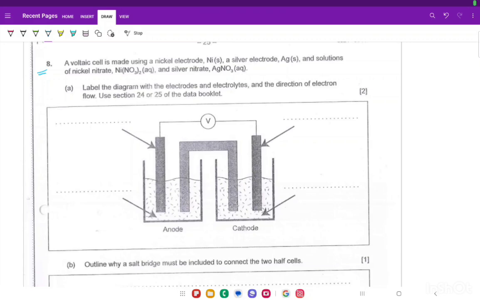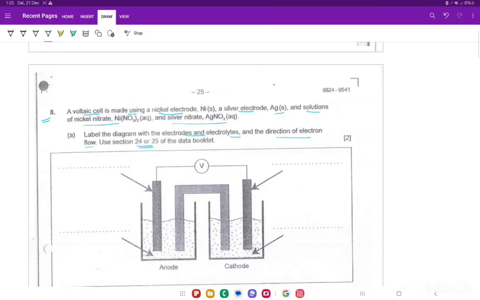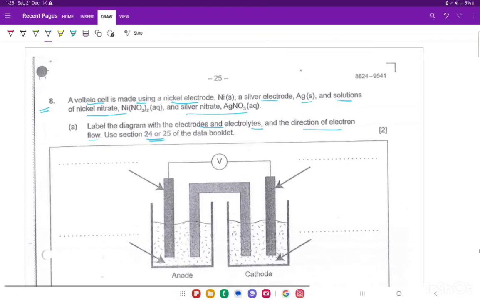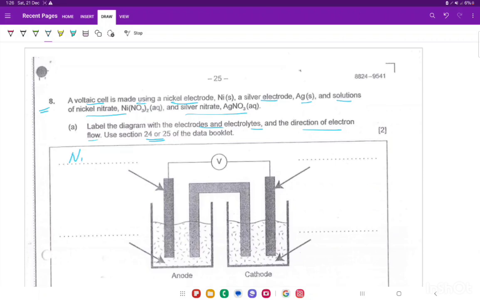Now the next question, which is the last question of this paper, is question 8. There are 8 questions in this paper, and this question says a Voltaic cell is made using a nickel electrode and a silver electrode. As per data booklet table 24, the electrode potential of nickel is -0.26 and silver is +0.80. Nickel will act as my anode.